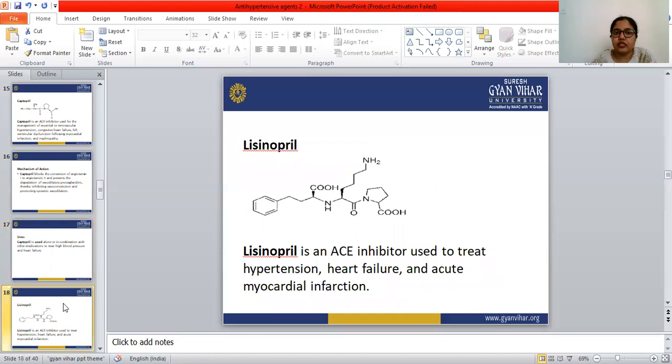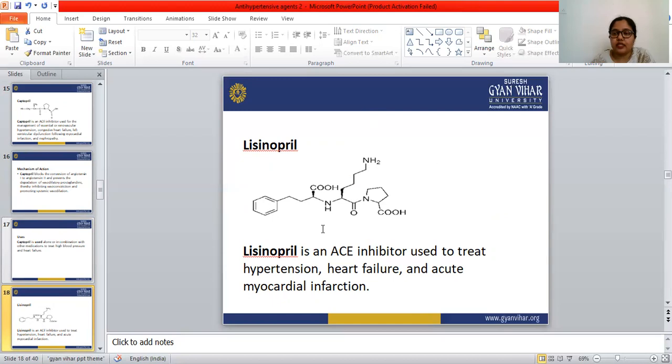Next drug is lisinopril. The lisinopril structure is this. The benzene ring is here and the carboxylic acid group is here, sorry, the amine group is here. So this is the structure of lisinopril.